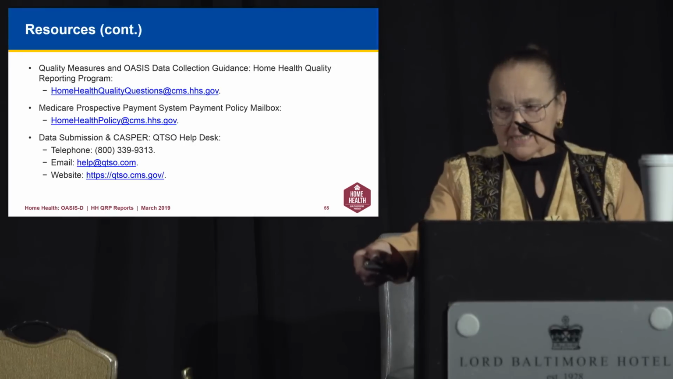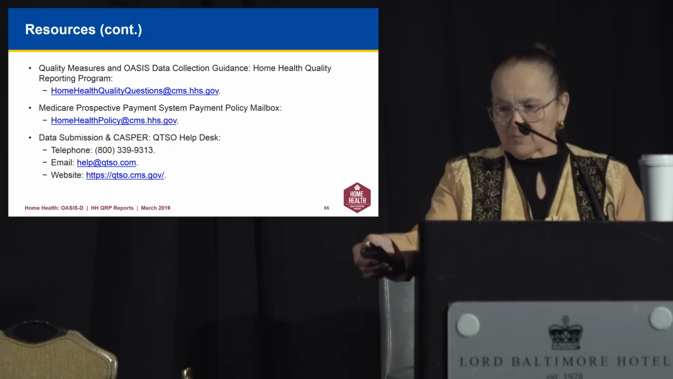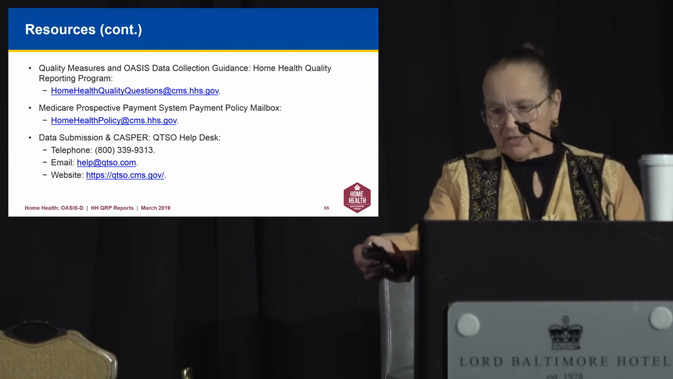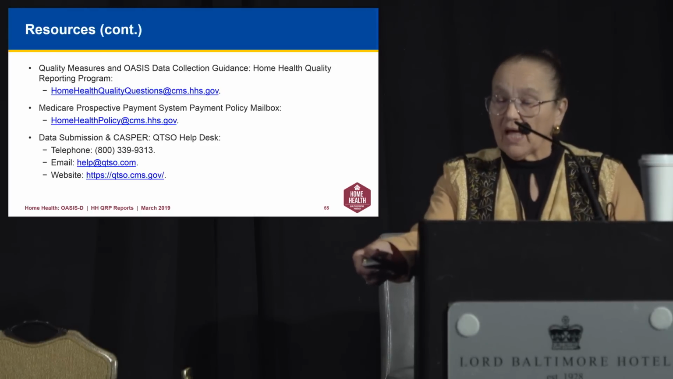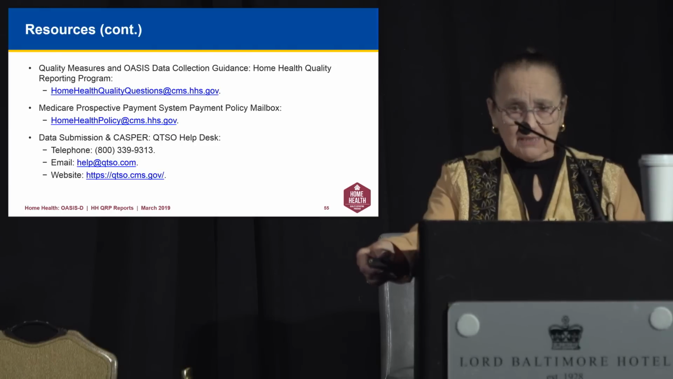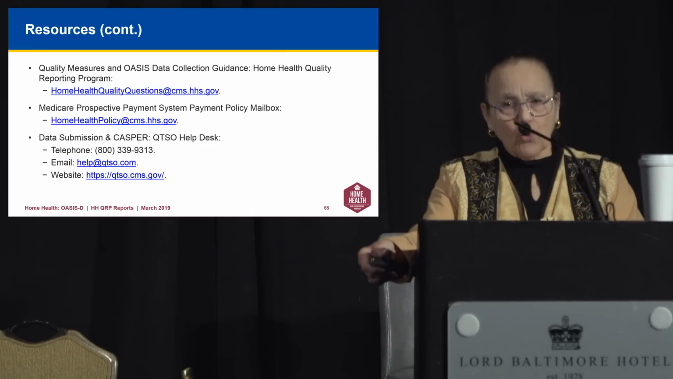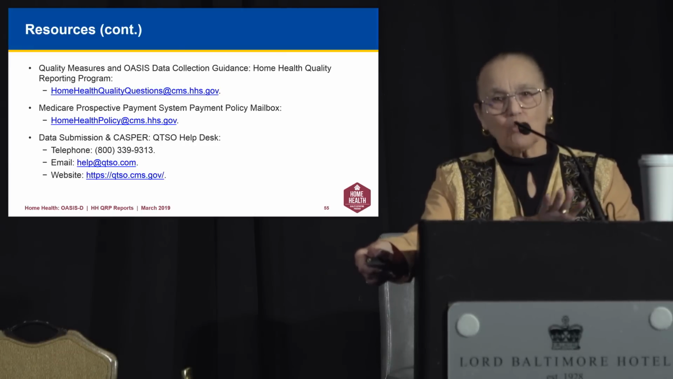Quality measures and OASIS data collection guidance is at this link. The Medicare Prospective Payment System policy mailbox is listed at this one. And the QTSO help desk is on this slide. You have an email and a website and a phone number. I will tell you, I have found them extremely helpful. They're very easy to deal with, they're very patient, and they will work with you to get your user ID and password updated. They'll work with you to do whatever you need to do and to understand what you're working with.